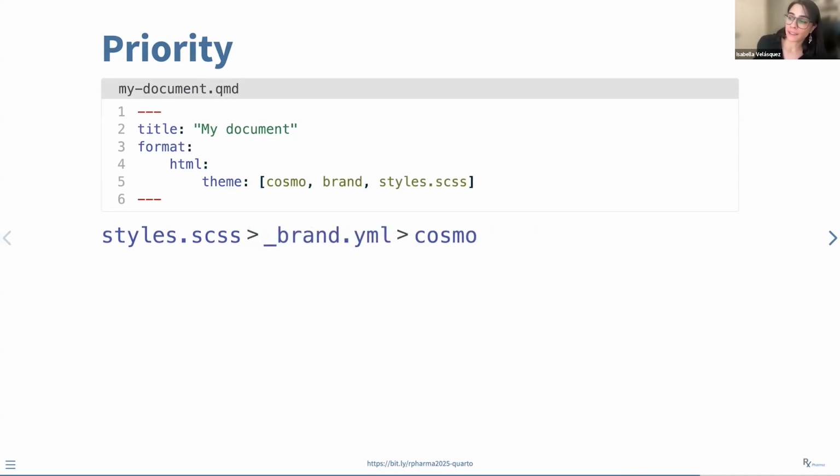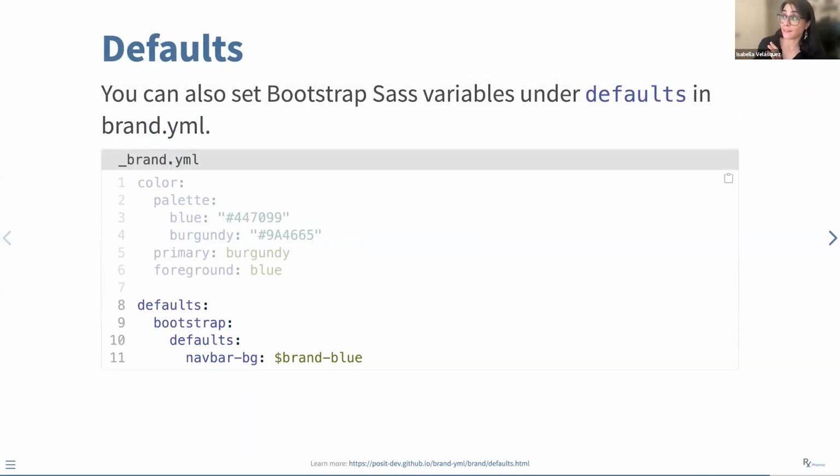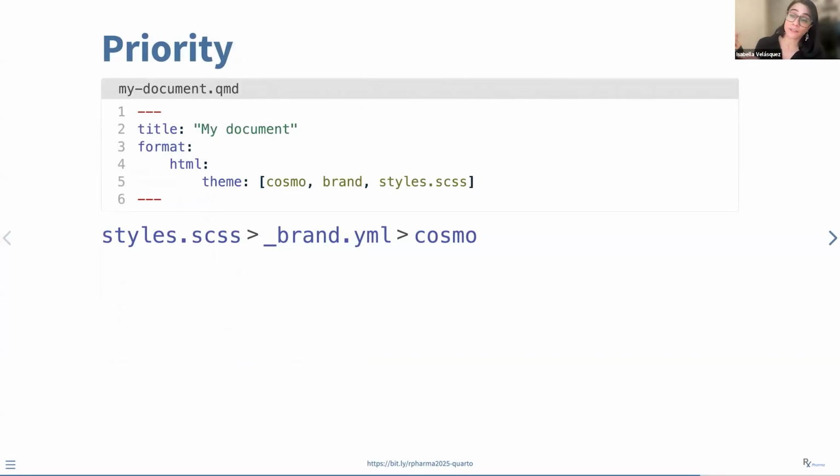And here you can see you can change the order. In this case, your SAS file takes precedence, then your brand YAML file, and then Cosmo, which is a built-in Bootstrap theme for Quarto, for everything else. Oh, sorry, I thought I added this, but that being said, you can rearrange this. Say you want Cosmo to take precedence over brand, you would just switch them in your order.